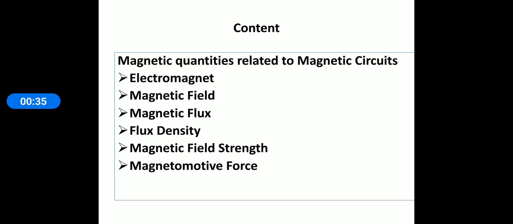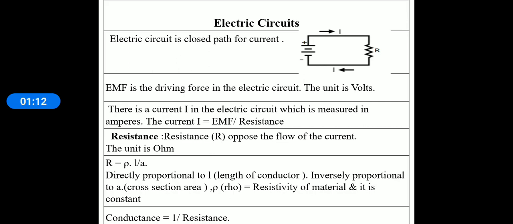In this lecture, we are going to study the introduction of magnetic circuit, that is, the magnetic quantities related to magnetic circuit. First, what is the electromagnet? Second, what is the magnetic field? Third, what is the magnetic flux? Fourth, what is the magnetic flux density? Fifth, what is the magnetic field strength? And sixth, what is the magnetomotive force?